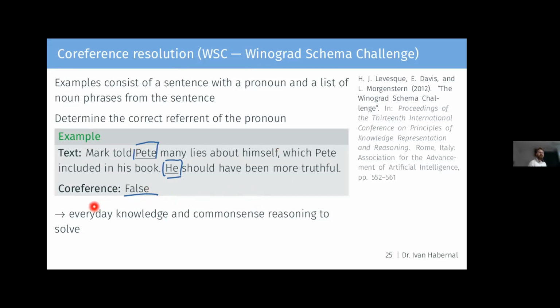What you need for solving this is everyday common sense knowledge, common sense reasoning. So this is a hard task for machines. And as you just saw, for humans too, sometimes. So this is the pronoun resolution Winograd schema challenge, one part of SuperGLUE. Okay, any question?